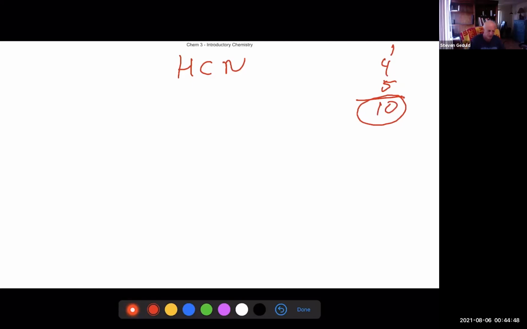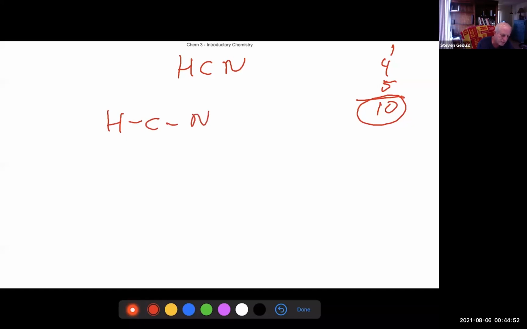So let's put it together. Let's put hydrogen, connect to carbon, connect to nitrogen. And let's fill in the dots. Remember, hydrogen can only have 2. So hydrogen has 2 with the bond around it. Carbon would have to have 8. Nitrogen would have to have 8. So we put all the dots around it. Every element has 8 except hydrogen, which has 2.